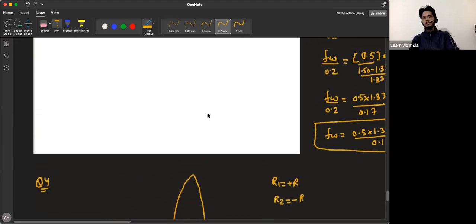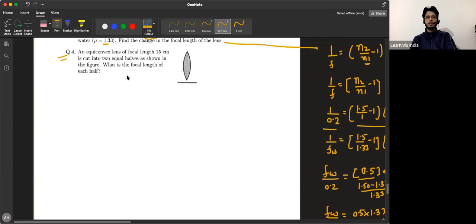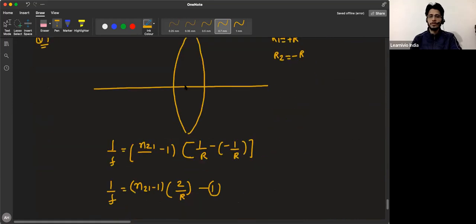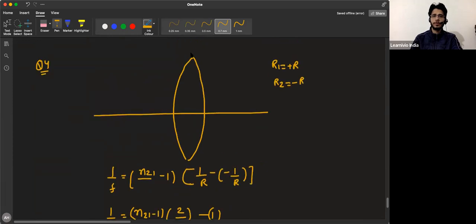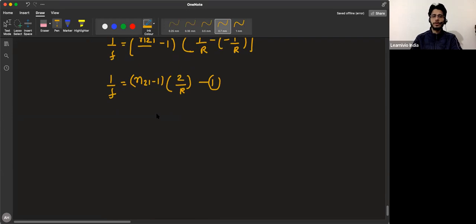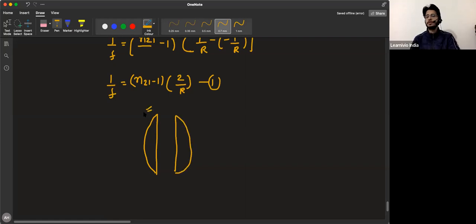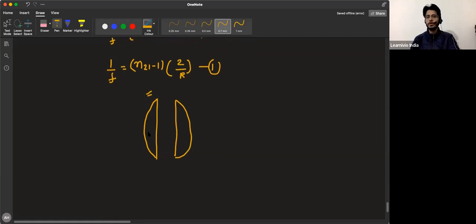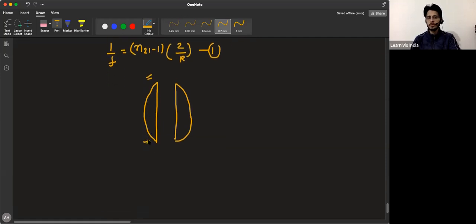Now he's saying to cut this lens. And how to cut this lens? In this way, perpendicular to the principal axis. So when you cut this lens, you will get these two lenses. You're supposed to calculate the focal length of each of these lenses. What type of lens is this? Is it a double convex lens or a plano convex lens? Plano convex.